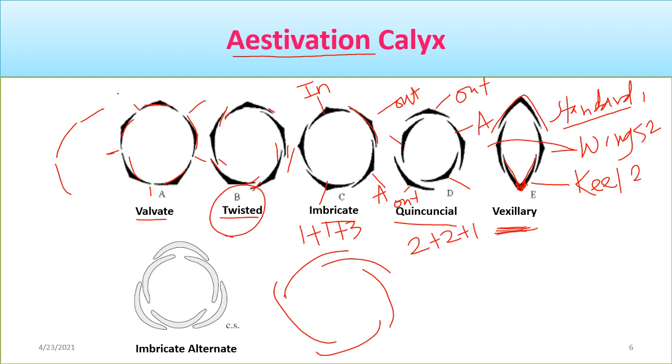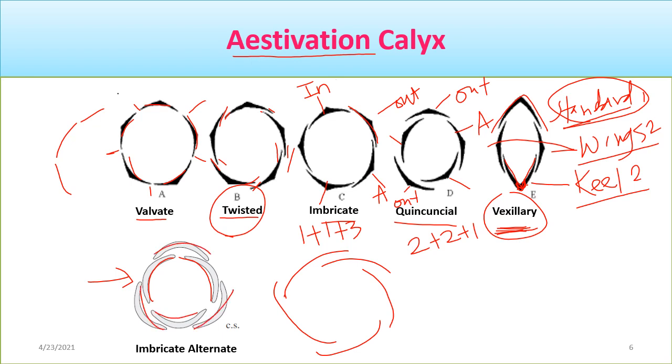The 2 are completely in, these two are alternating, and the standard is above all. So this kind of estivation is vexillary type of estivation. And this you can see in family Amaryllidaceae, where 3 perianths are in and 3 are out. It may be for calyx, it may be for corolla, it may be for perianth. But this is a very interesting and unique term. This is called imbricate alternate, and it is found in family Amaryllidaceae.